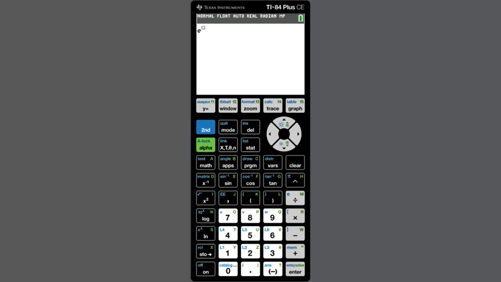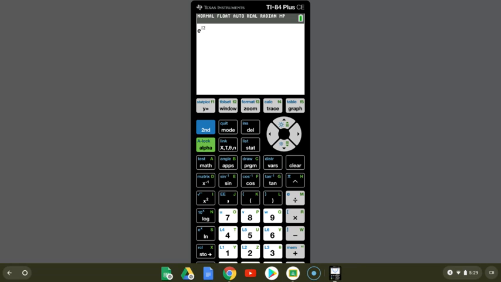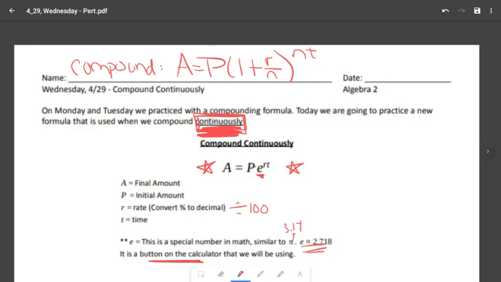And again, you can get this same calculator app that I have right here. I have it on Google Classroom under the section Distance Learning. There are instructions for downloading it, so feel free to download it if you don't have yours at home. So this is going to be our new formula.